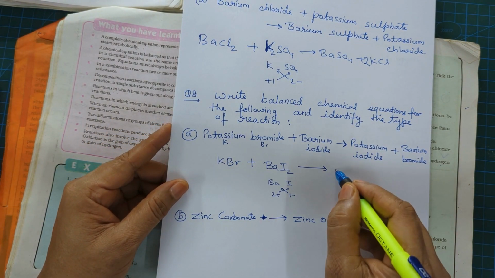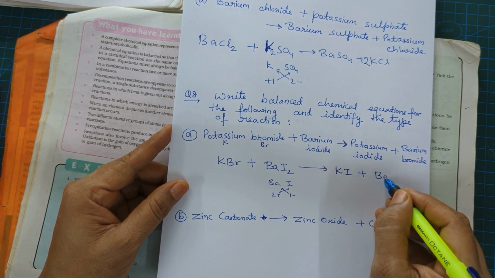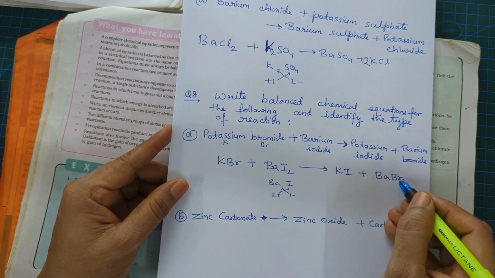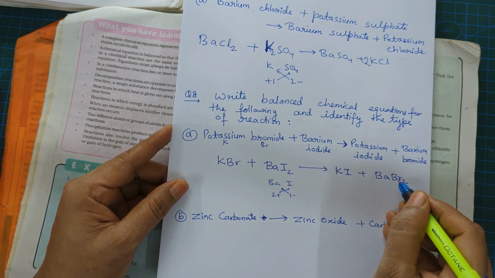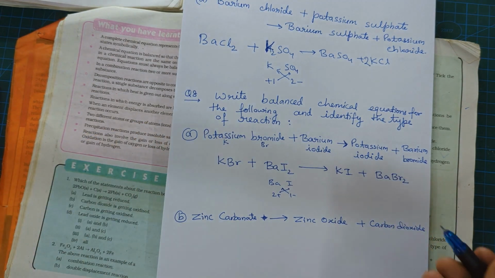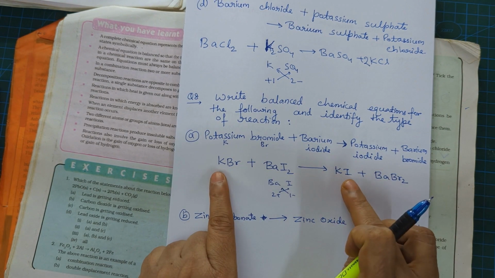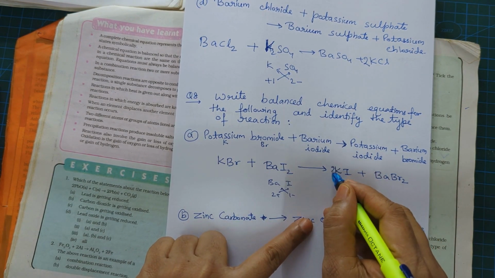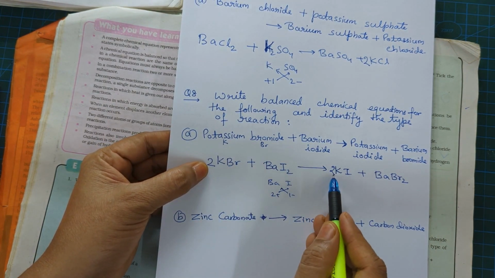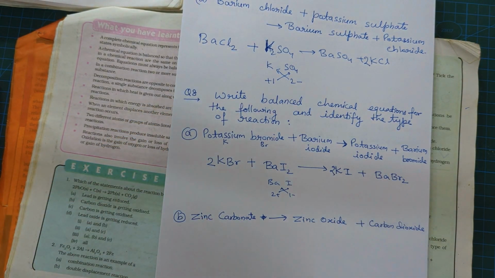So potassium iodide, this forms KI, and barium bromide. So BaBr2, because bromide is also single oxidation state, but barium is a double oxidation state. Now let's balance this. Single barium, okay, single potassium, but double iodine. So if you put here 2, so this becomes a 2. As a result, potassium balanced, bromine balanced, barium balanced. So it's a well balanced equation.